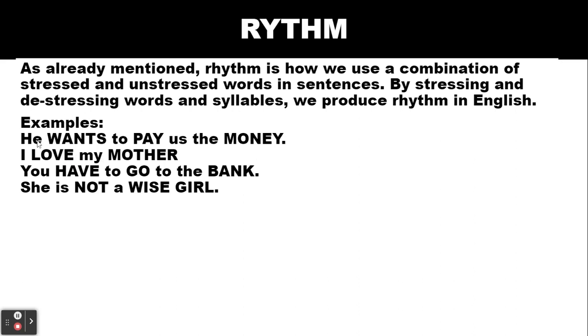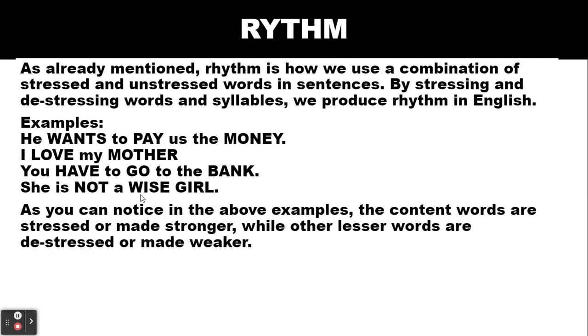Now take note that in the first sentence, he, to, us, the are function words. They are not stressed. In the second one, I and my are not stressed. Then the next one, you have to go to the bank. The stressed words are have, go, bank. She is not a wise girl. The stressed words are not, wise, girl. As you can notice in the above examples, the content words are stressed or made stronger, while other lesser words are destressed or made weaker.